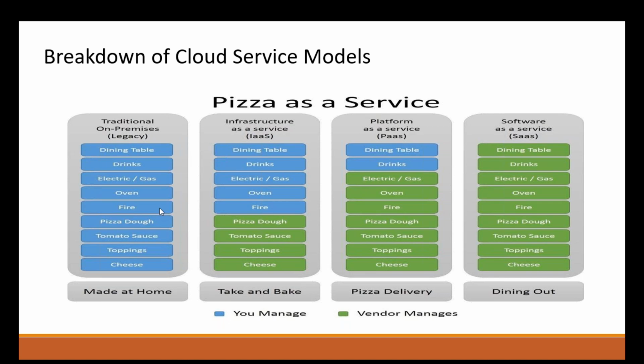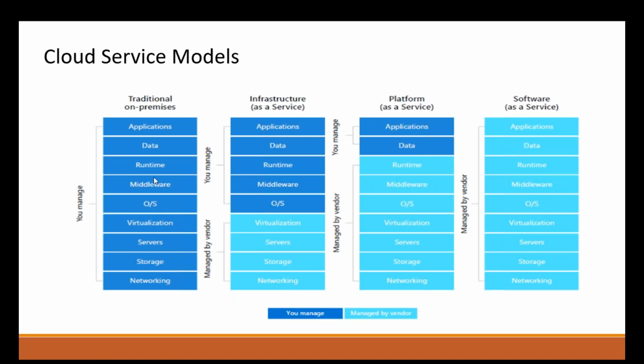In the traditional methodology, let's say you're trying to make a pizza in your home. So you need to take care of making your pizza dough, or making your own sauce, or having a sauce available with you, or you need to take care of having your cheese, cutting all the vegetables on your own, and you need to have your own electric or gas stove, you need to have your own dining table, and you need to have your own fire and oven to cook the pizza, and once the pizza is ready, you need to have a table to eat your pizza, correct? So everything here will be managed by you and organized by you in case of your traditional on-premise application.